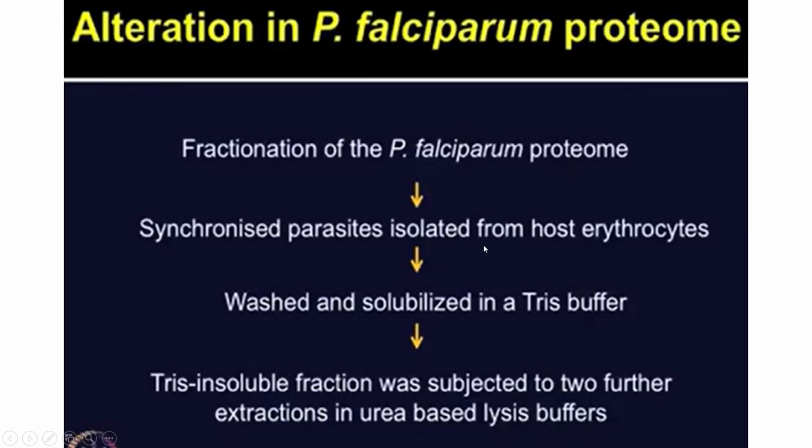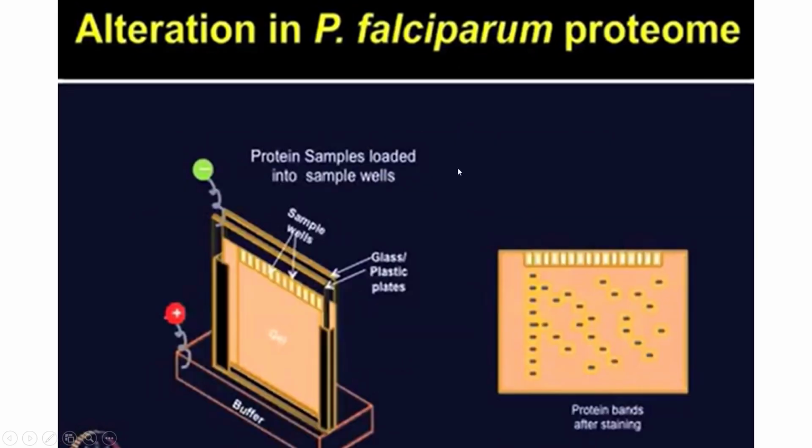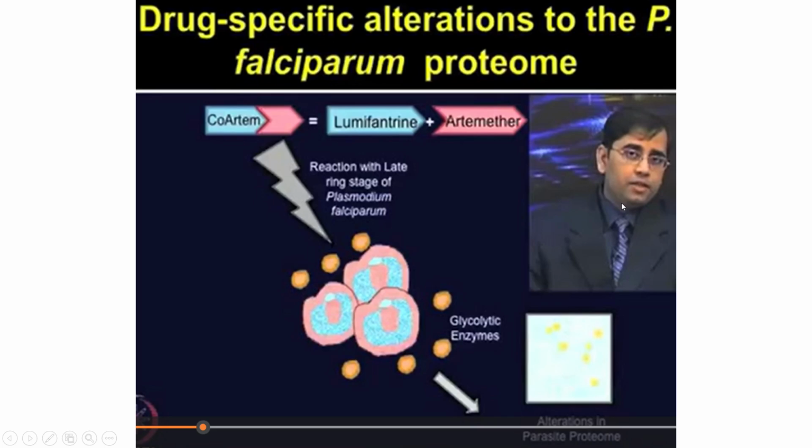That is, parasites are isolated from host erythrocytes, as the parasite generally infects the RBCs, the erythrocytes of the host cell. Then host cell RBCs were taken, and from that parasites were isolated, and then they were washed, solubilized, and then the fractionation of that was done, like the lysis using lysis buffer, and the protein was extracted from Plasmodium falciparum. Then initial isoelectric focusing, then after isoelectric focusing, gel electrophoresis was done, and this is how the separation was obtained. So once that is obtained, drug specific alteration to the falciparum proteome was checked.